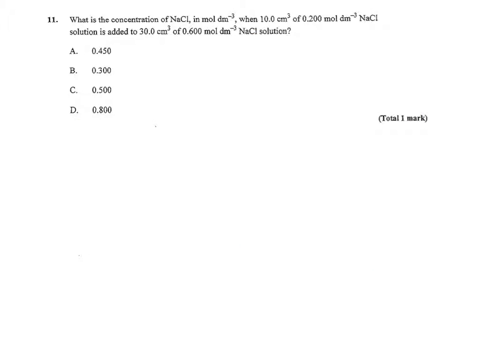Number 11 is a much easier question than people realize it is typically. You've got 2 solutions of NaCl being added together. So your more dilute solution is going to become slightly stronger. The stronger solution is going to become slightly weaker. I've only got 10 centimeters cubed of the weaker solution, 30 centimeters cubed of the stronger solution. So I would expect my new molarity to be closer to the 0.6, since there's 3 times as much of the 0.6. So to do this, first of all, I need this in decimeters cubed.